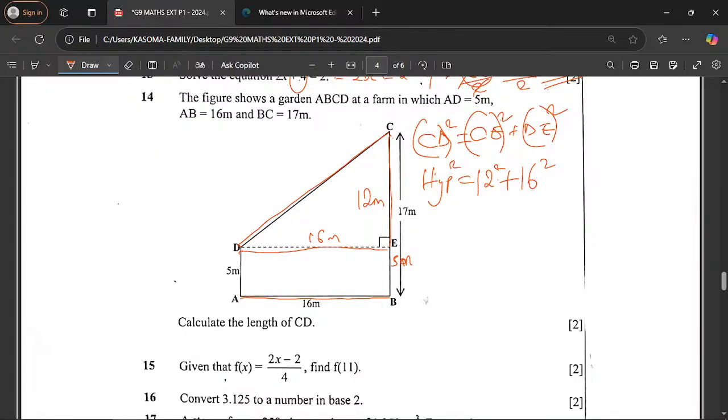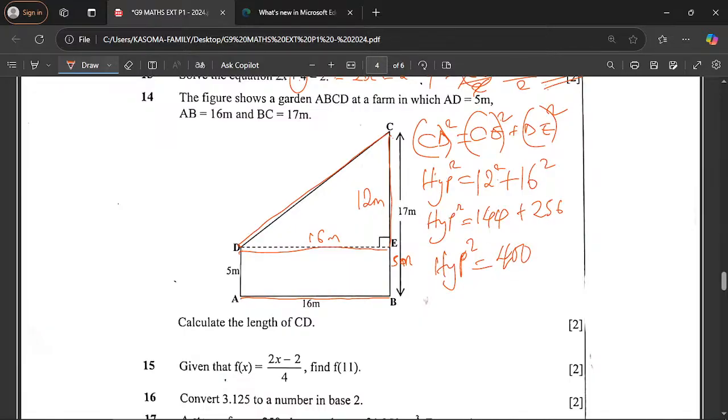Okay, once we have done this, we write hypotenuse squared is equal to the square of 12, meaning 12 times 12 will give us 144, then plus 16 times 16 will give us 256. Then we write hypotenuse squared is equal to, when we combine that, 400.